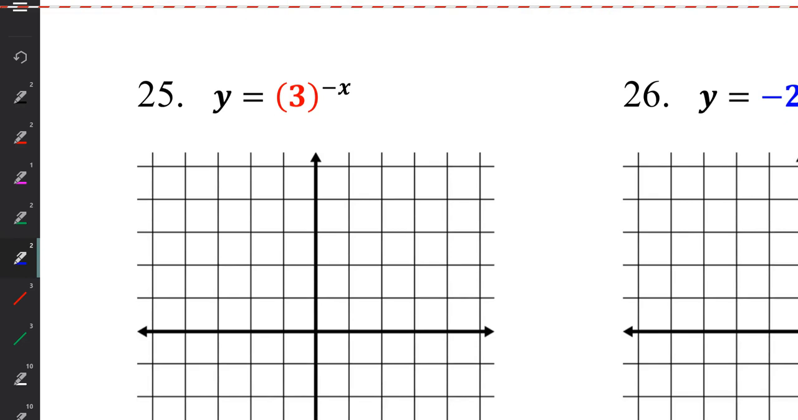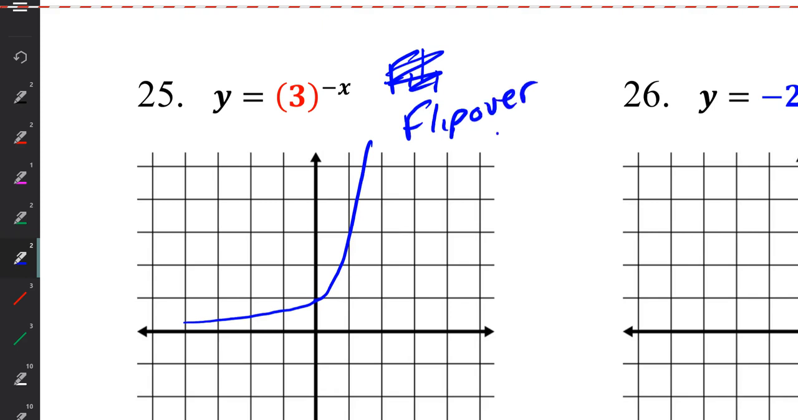All right, let's look at our last sequence. 3 to the negative x. Well, I know that this is growth. But what have I learned about a negative x? It's a flip over what? Yeah. So flip it over the y. And you guys know that growth flipped becomes decay.